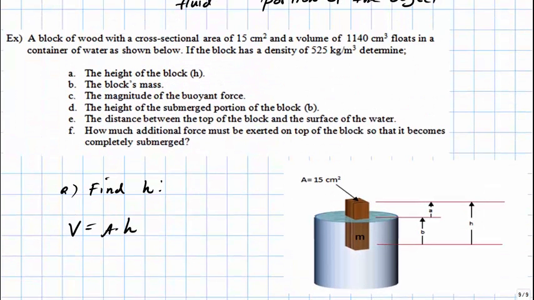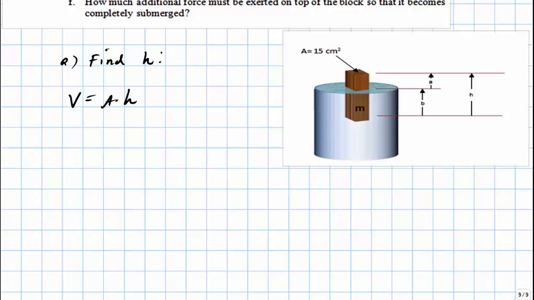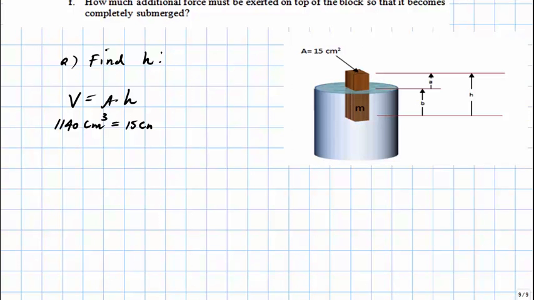The volume again is given as 1140, and I'll introduce the units just so we can keep track of the cancellation. The area was given as 15 square centimeters, and we're multiplying the area by h. If we divide both sides by the 15 square centimeters, we obtain 1140 cubic centimeters divided by 15 square centimeters.